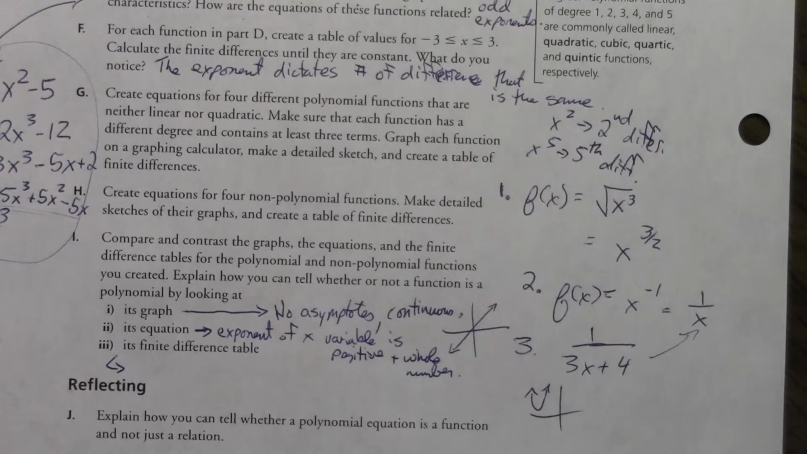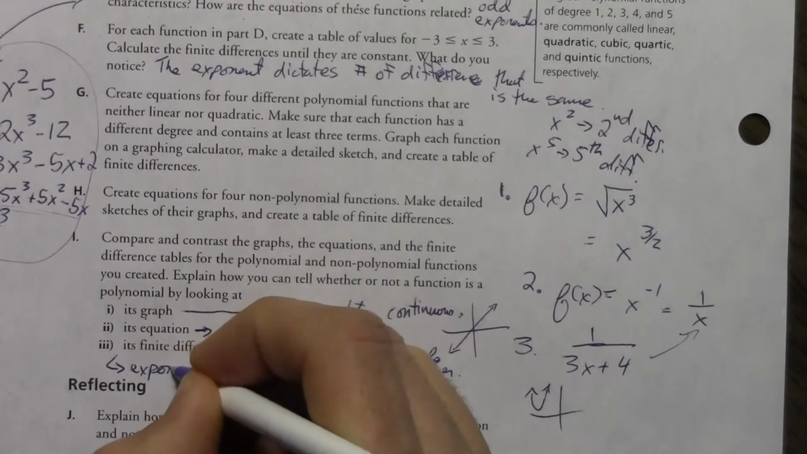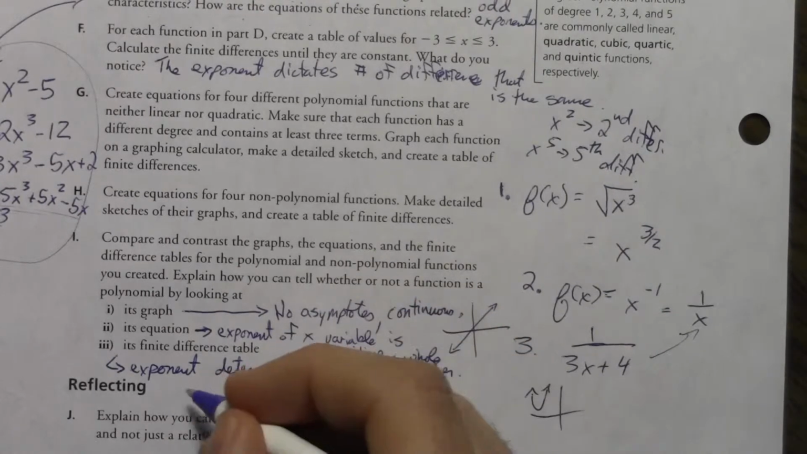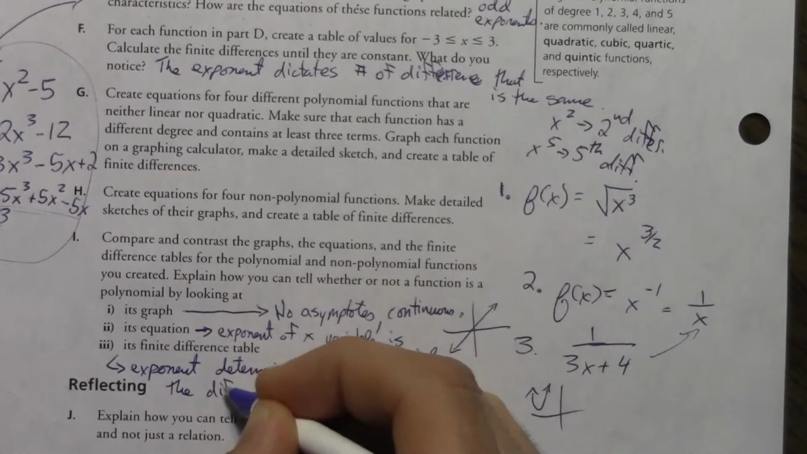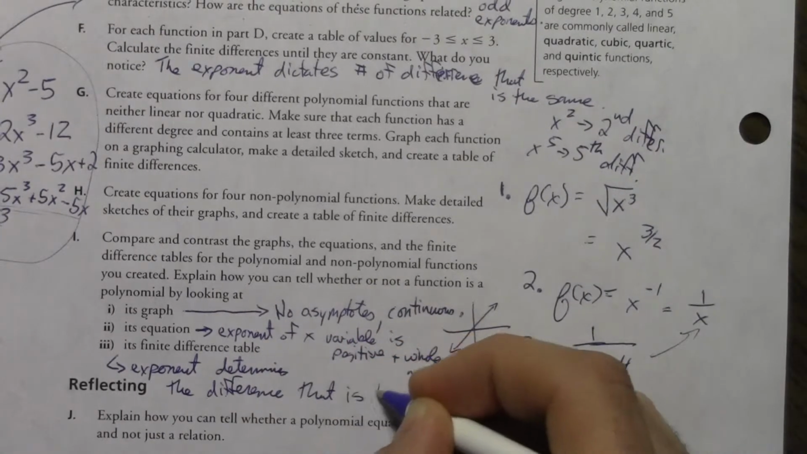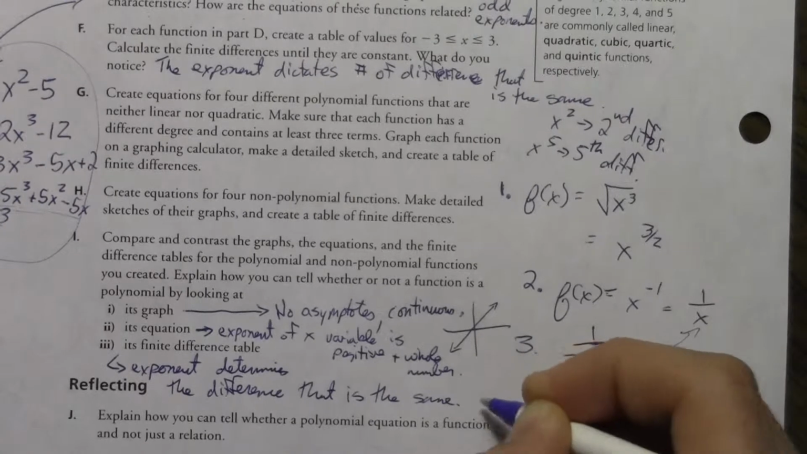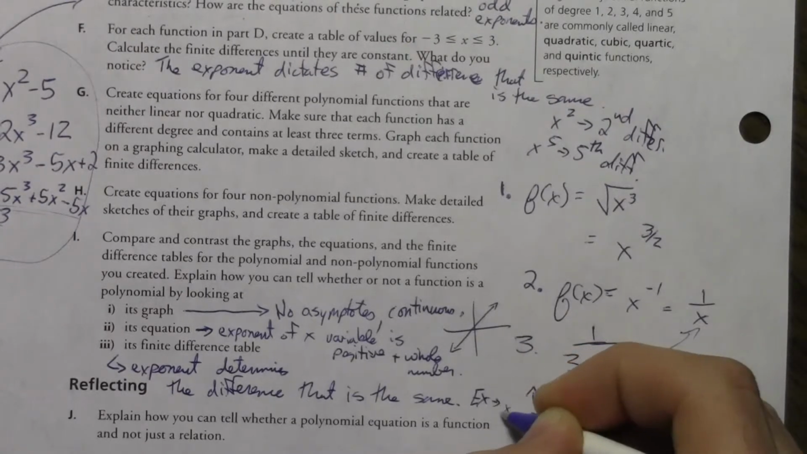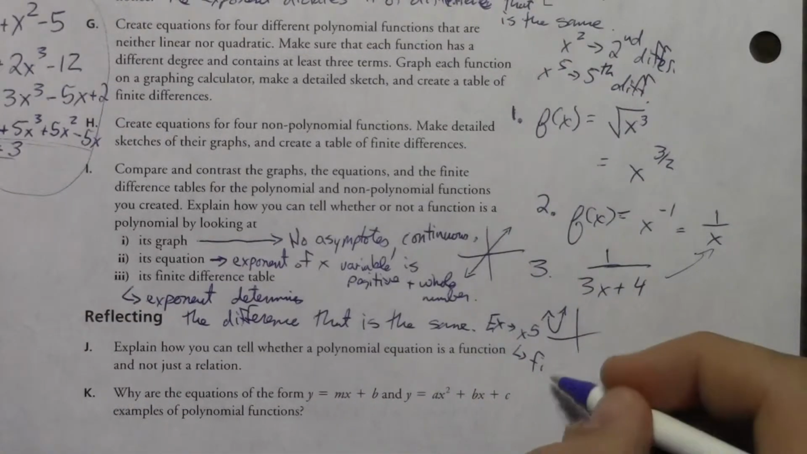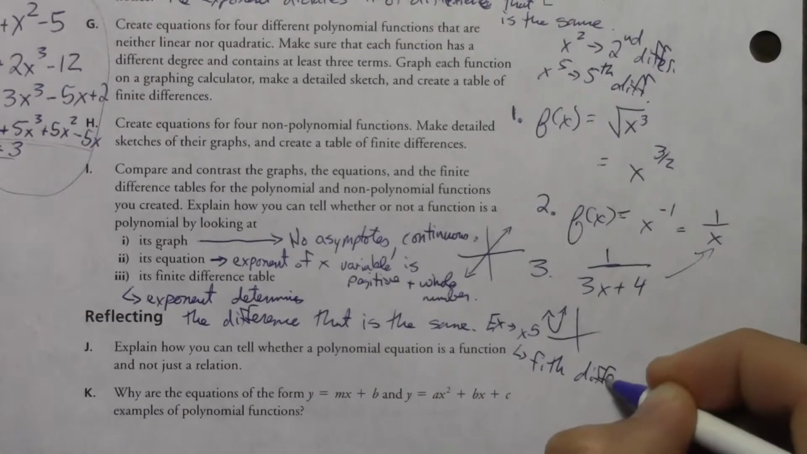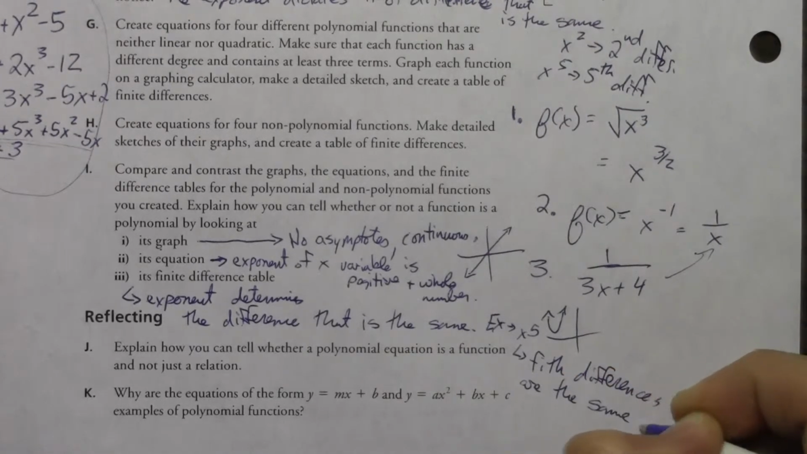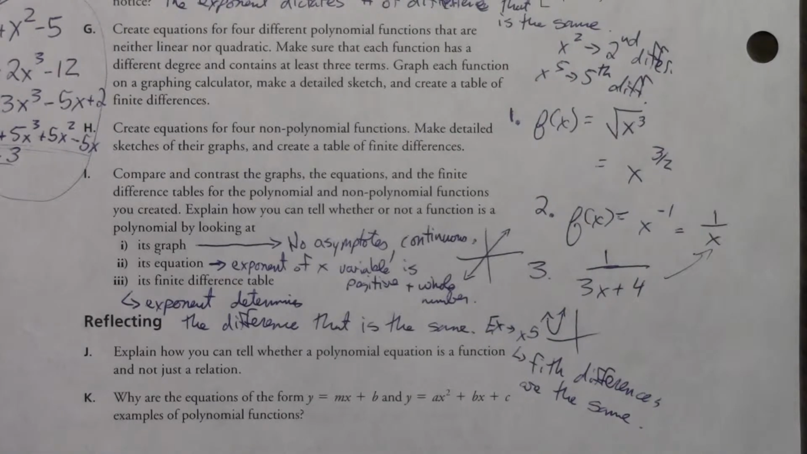The exponent determines the amount of differences there are. Exponent determines, I'll try and just rephrase that, determines the difference that is the same, right? And there, an example would be x to the fifth differences are the same. Right? Any questions about that?